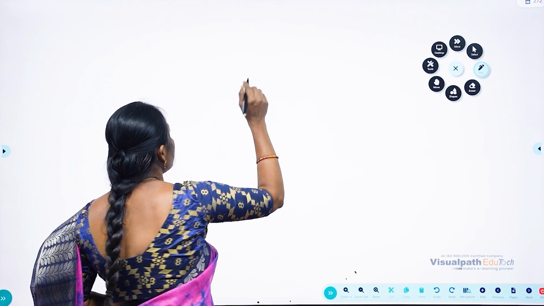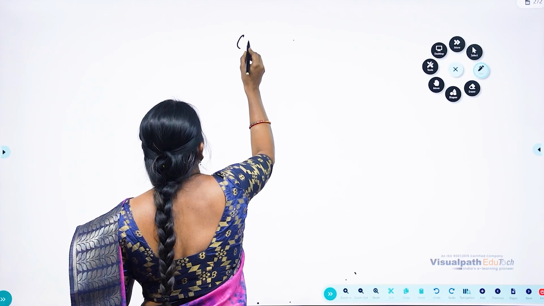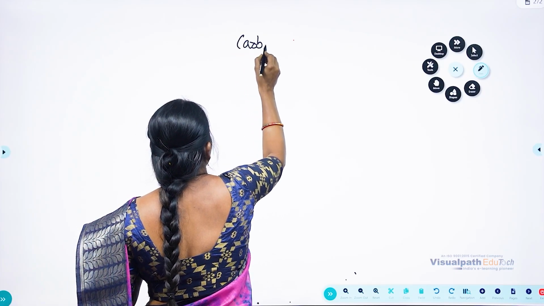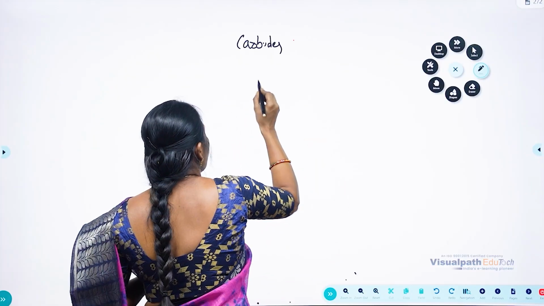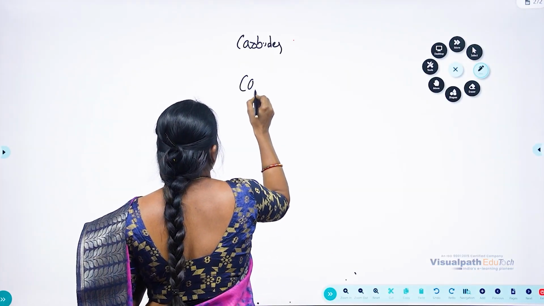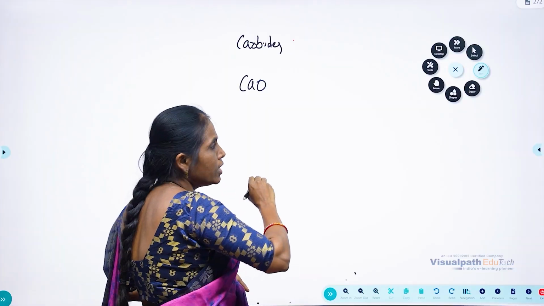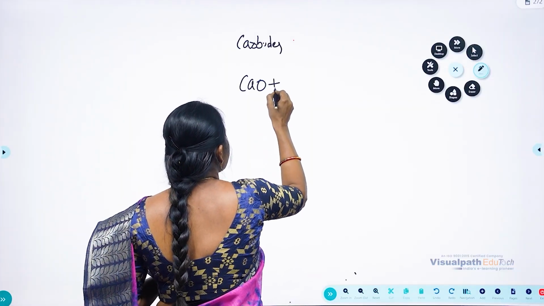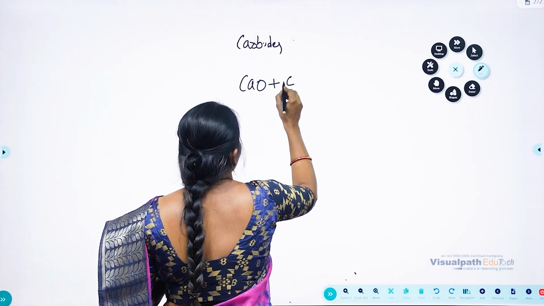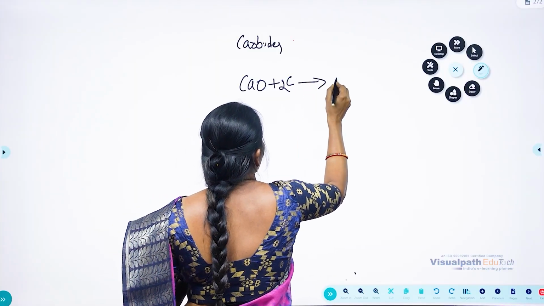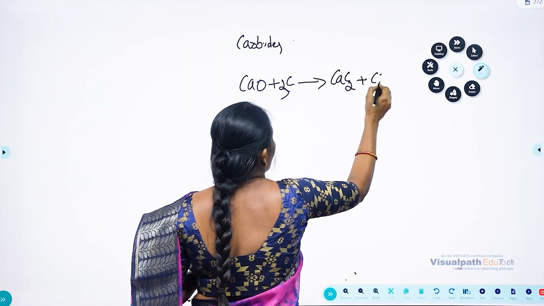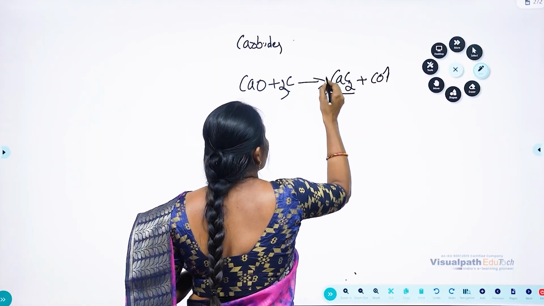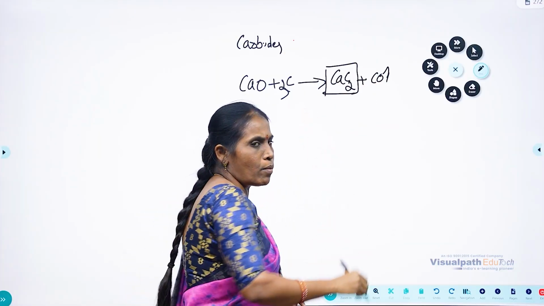Next topic is the carbides. Here we take any metal oxide, for example calcium oxide. It is a metal oxide. This metal oxide is treated with carbon. Here it forms the carbide and carbon monoxide gas.